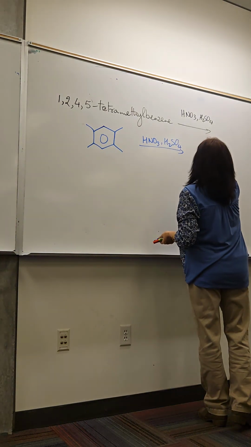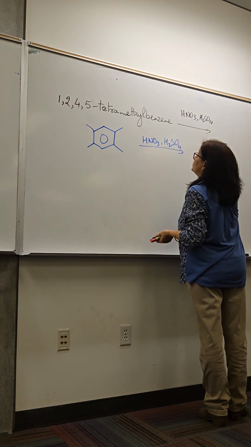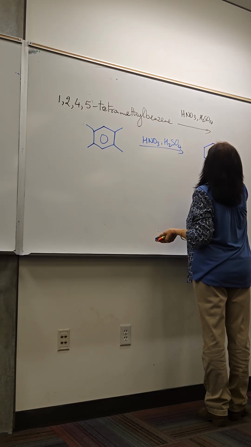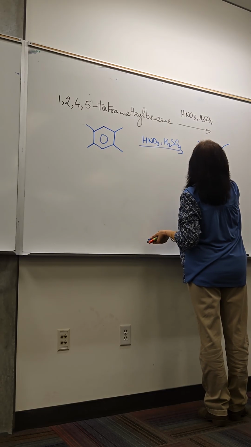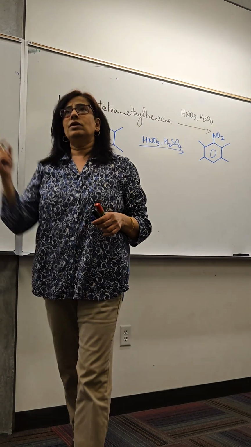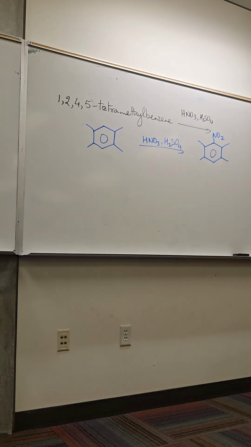The product is 1, 2, 4, 5 tetramethyl 3-nitrobenzene. Isn't that right? If you had to name this compound, isn't that what you will call it? 1, 2, 4, 5 tetramethyl 3-nitrobenzene. Let's write a mechanism. Please go ahead. You do it.